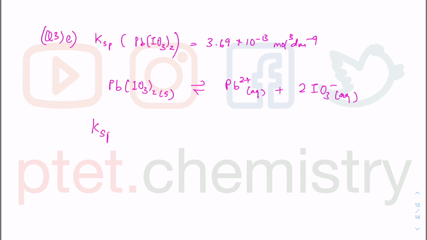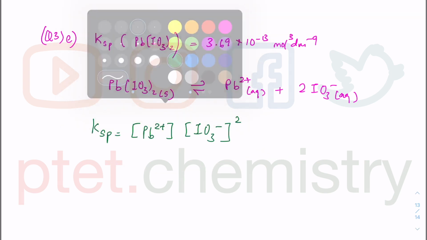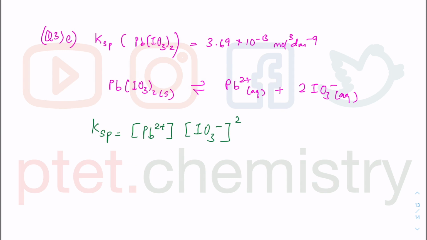So by looking at that, our Ksp is going to be the concentration of Pb2 plus raised to the power of 1, because there's 1 in front, times the concentration of IO3 minus to the power of 2, because there's a 2 in front in the balanced equation for the Ksp equation. That's part 1.